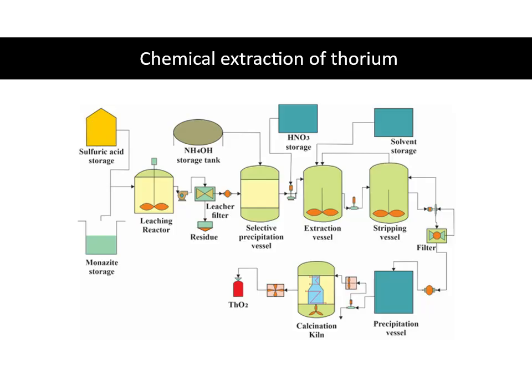The final product of these two processes is thorium oxide, which is stable, has a very high melting point, and is suitable for applications in ceramics, alloys, and as nuclear fuel.